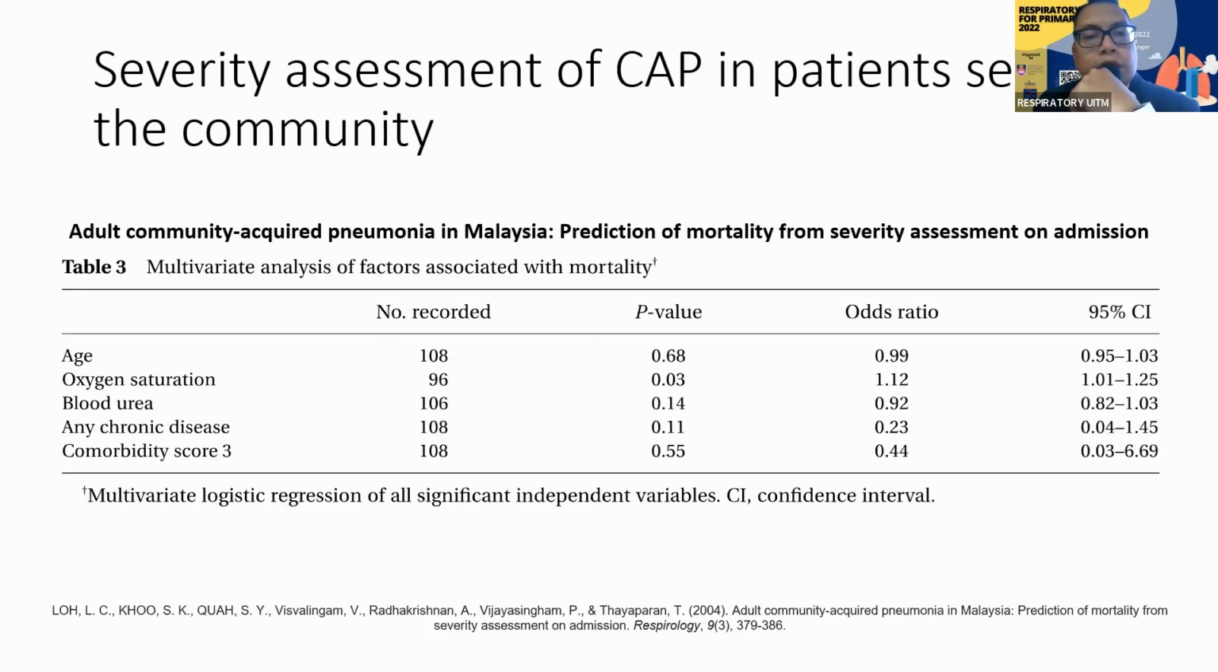The study done in Major looking at the predictors of mortality in community acquired pneumonia assessed age, oxygen saturation, blood urea, any comorbidities, and a CURB score of more than 3. In this multivariate analysis, the only thing that remained significant was the oxygen saturation. So oxygen saturation is the strongest predictor of mortality in community-acquired pneumonia.